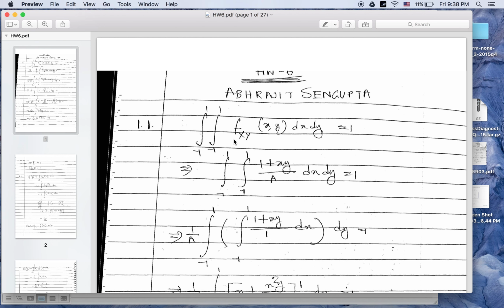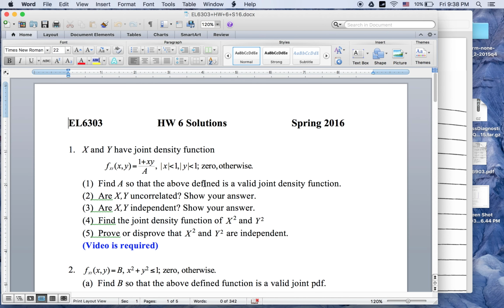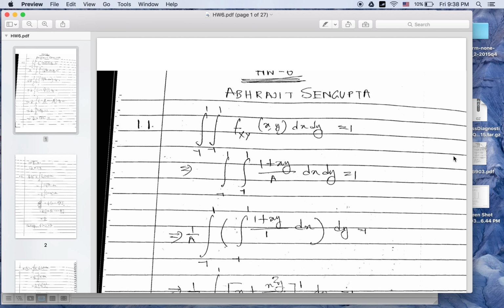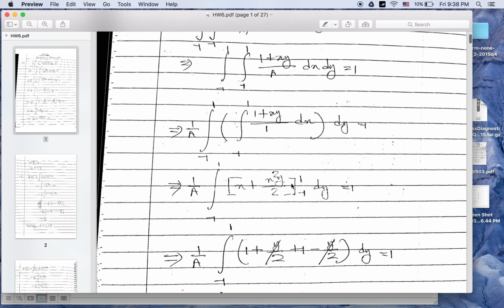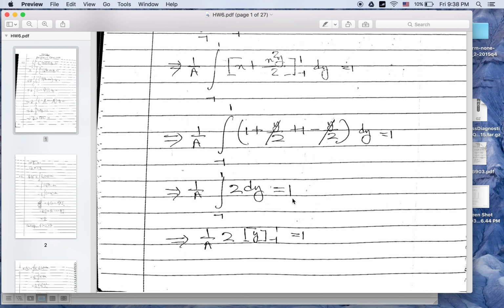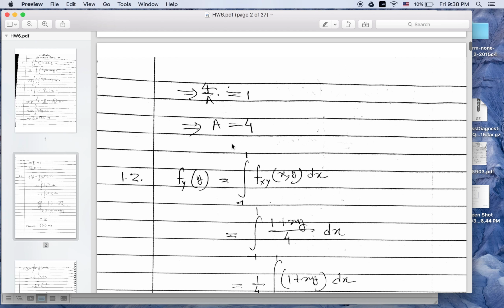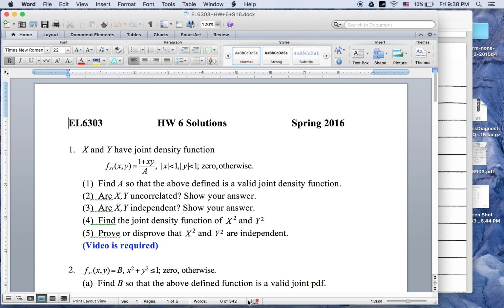We know that if we integrate the probability density function over the limits, it would be 1. We take integration from -1 to +1. This limit comes because mod of x and mod of y are both less than 1, so x and y lie between -1 and +1. We integrate it, and after some normal calculations we find that the value of a is actually 4. So that is it for part one.